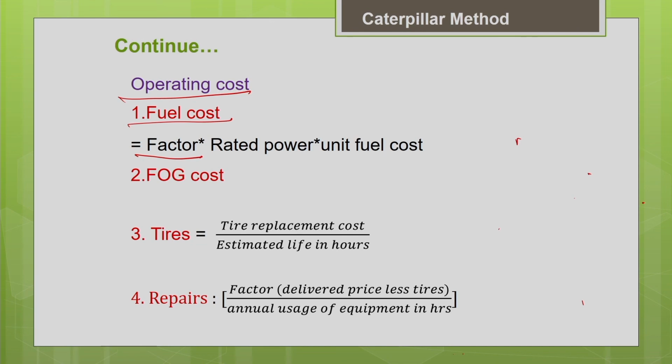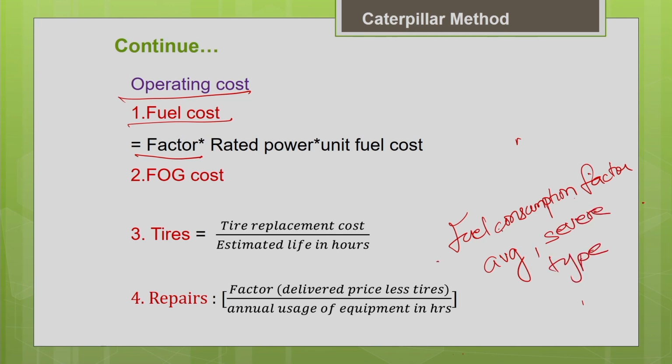In some handbooks, they directly give you the fuel consumption factor. Instead of giving hourly fuel consumption, they give the fuel consumption factor for different working conditions, say average working conditions, severe working conditions, for different types of machines. Depending upon the equipment handbook, the way it is expressed will be different. So you can take the fuel consumption factor for the project working condition, multiply it with the horsepower of the machine and multiply by the unit fuel cost, and you will get the fuel cost.